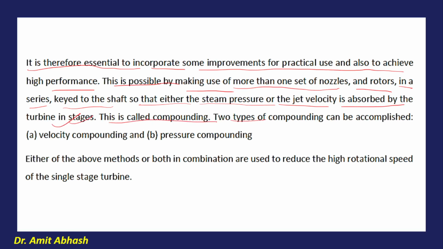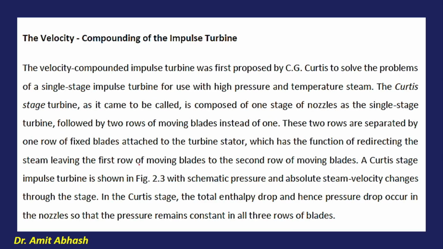There are two types, as I told you: velocity compounding and pressure compounding. Either of the above methods, or both in combination, can be used to reduce the high rotational speed of the single stage turbine. So, the velocity compounding of the impulse turbine.